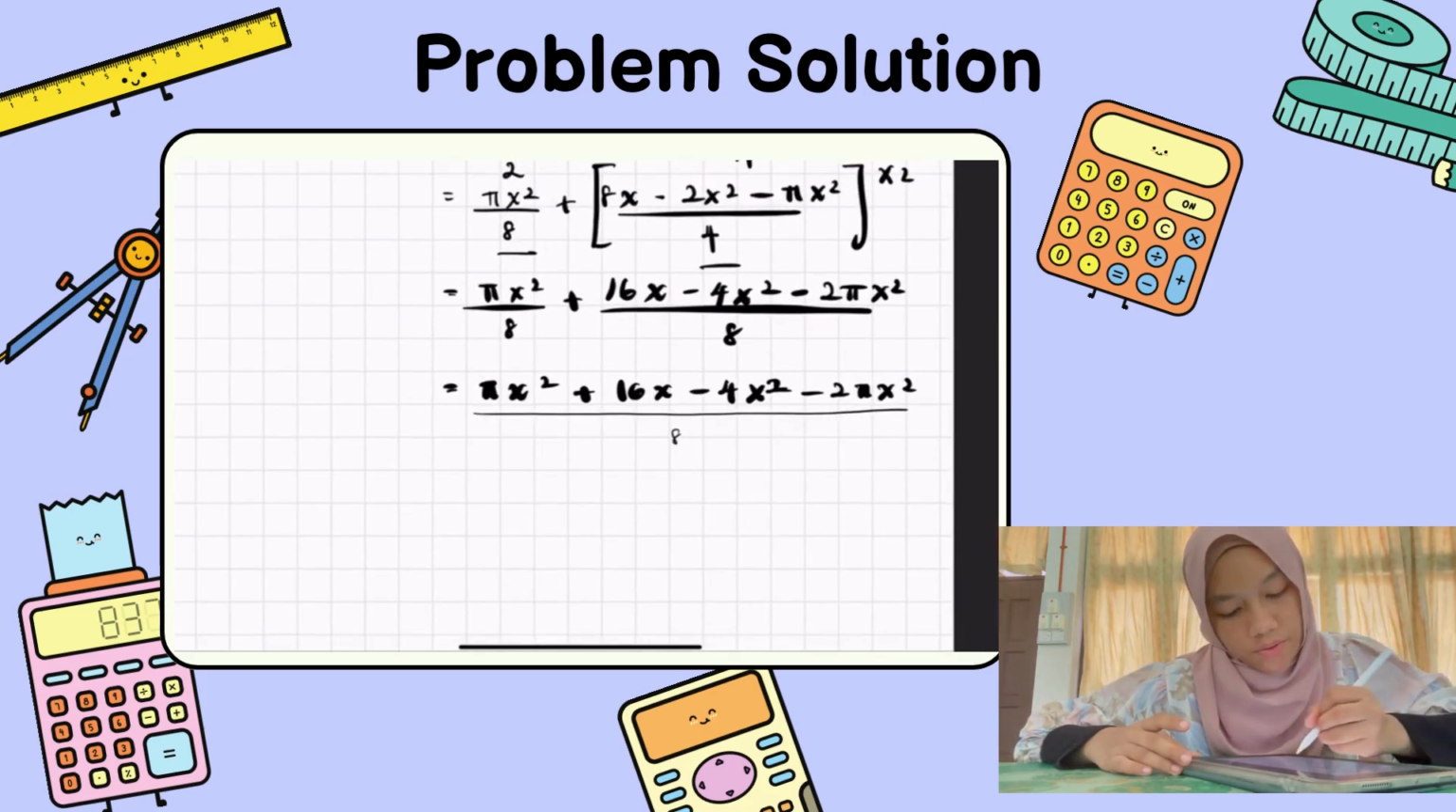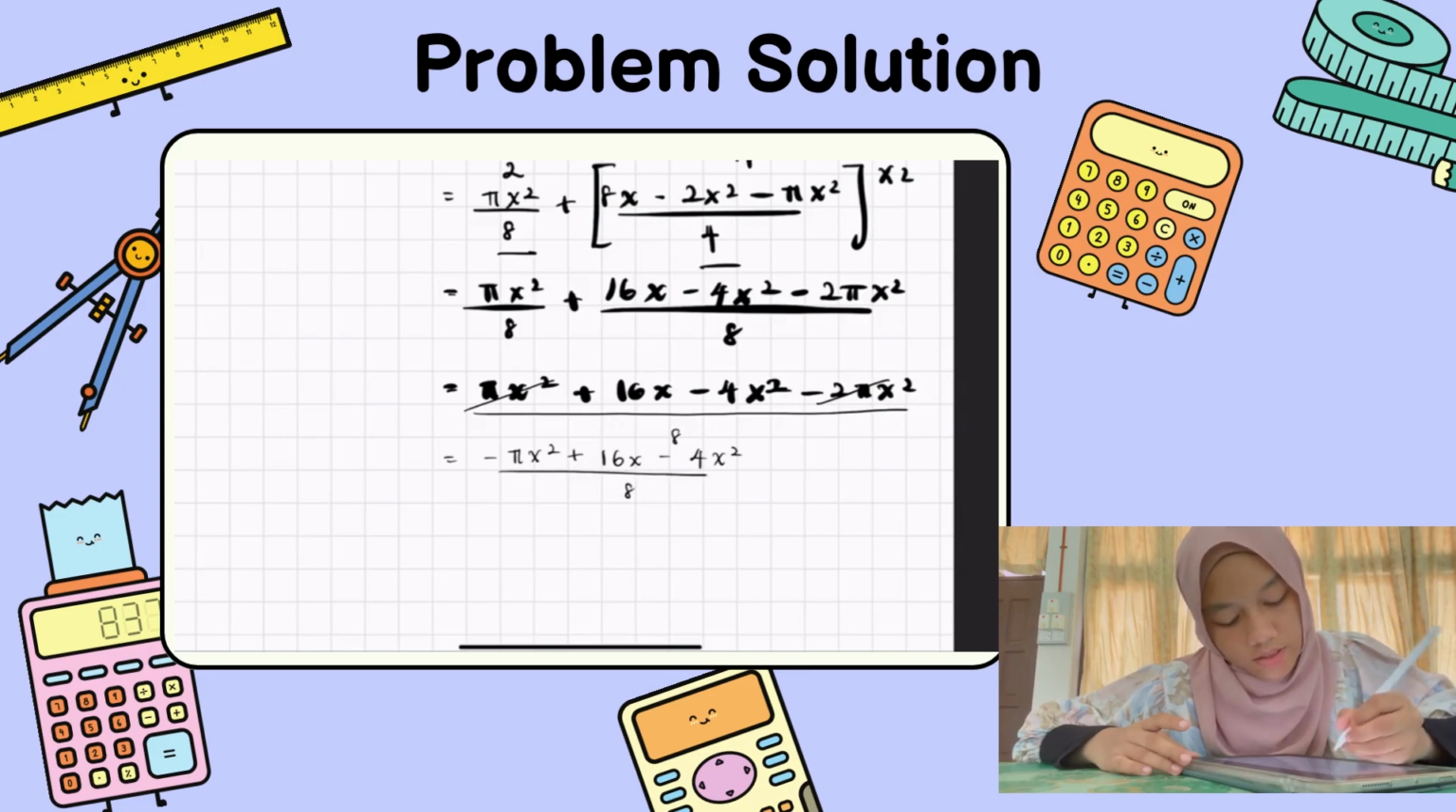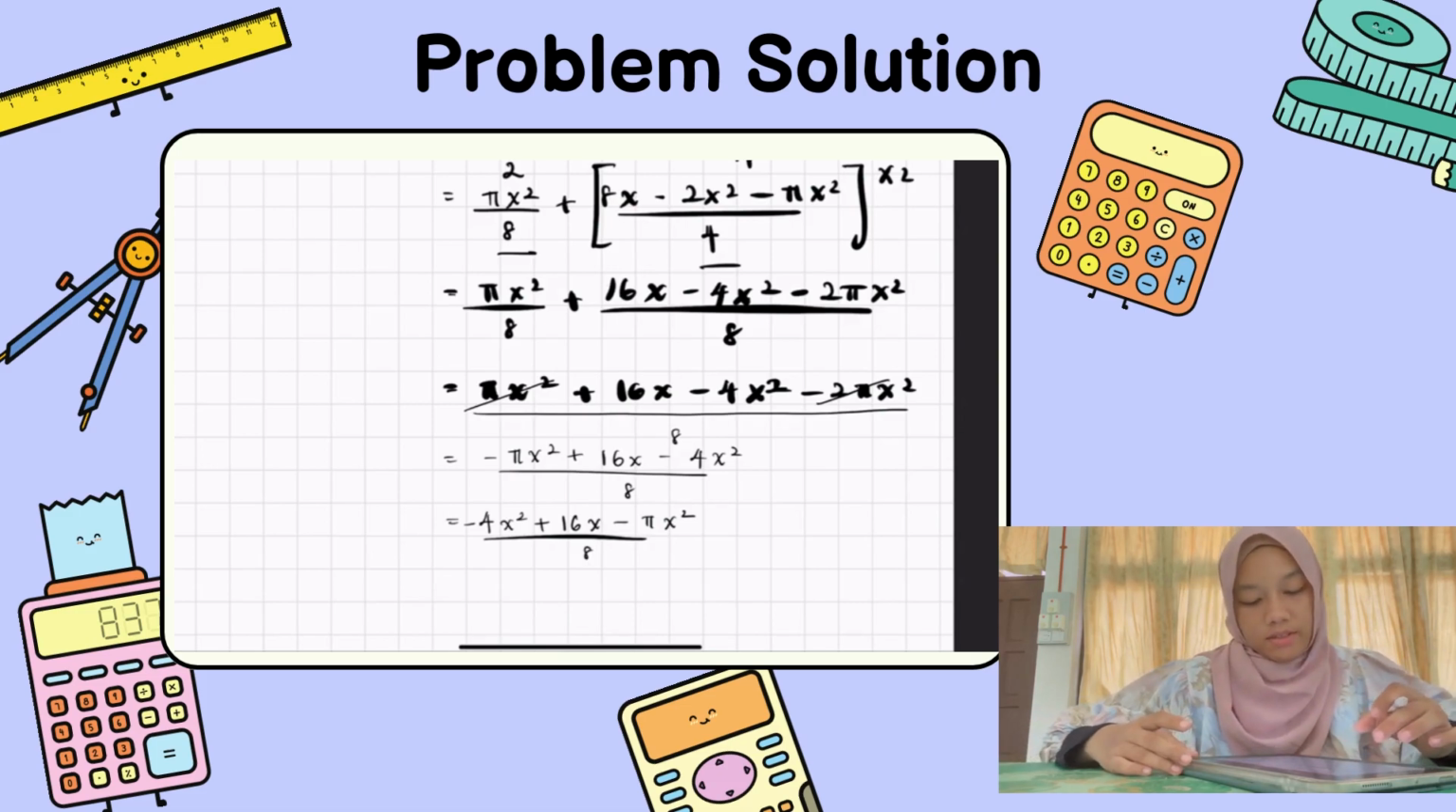So we got negative pi x power of 2 plus 16x minus 4x power of 2 over 8. So just negative x power of 2 plus 16x minus 4 pi x power of 2 over 8.